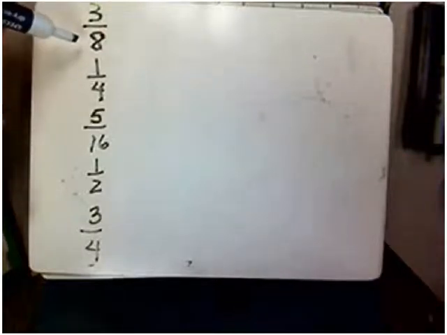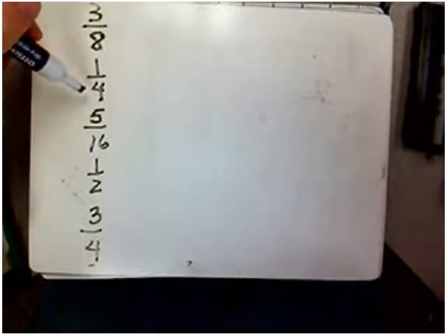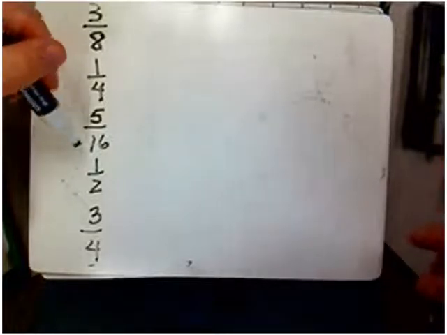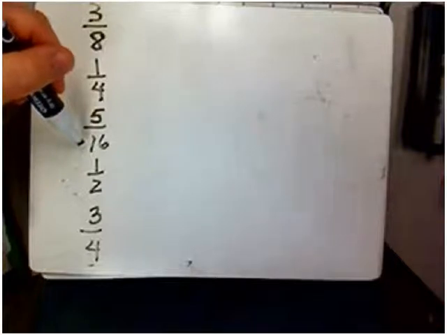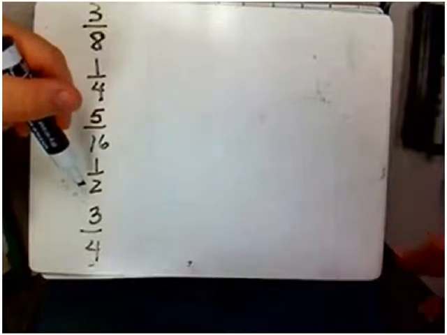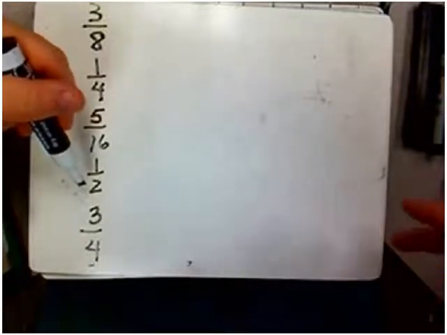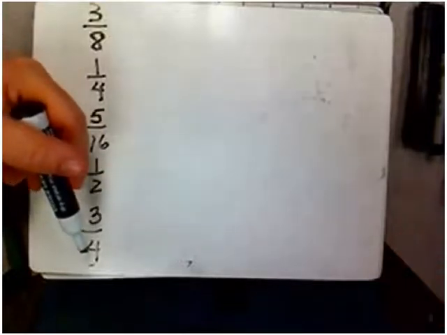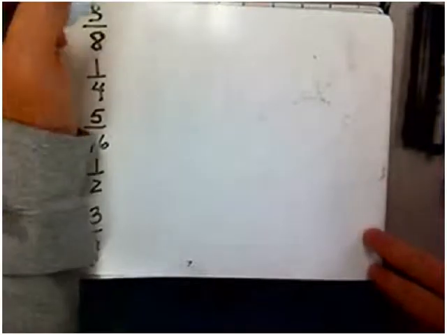A common denominator is a common multiple. Remember? So we need the least common multiple. What are your multiples of 8? 8, 16, 24, 32. What are your multiples of 4? 4, 8, 12, 16. What are your multiples of 16? 16, 32. What are your multiples of 2? 2, 4, 6, 8, 10, 12, 14, 16. What do they all share? 16. So we're going to build them up to 16ths.